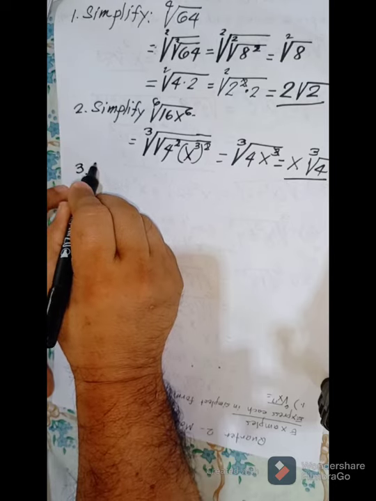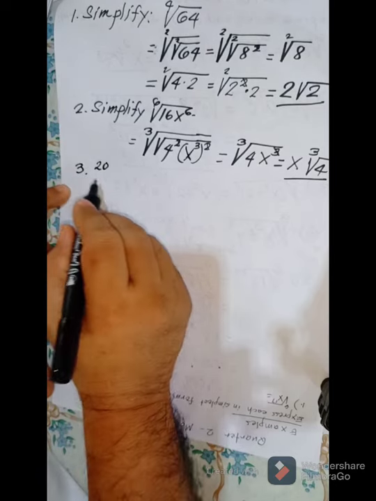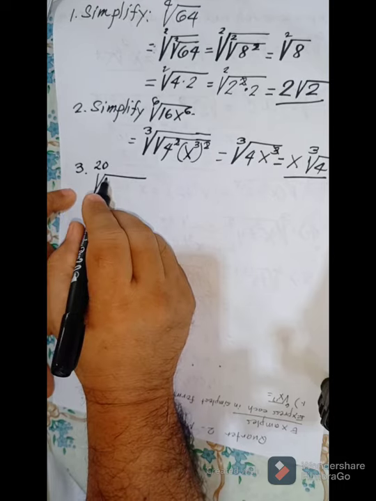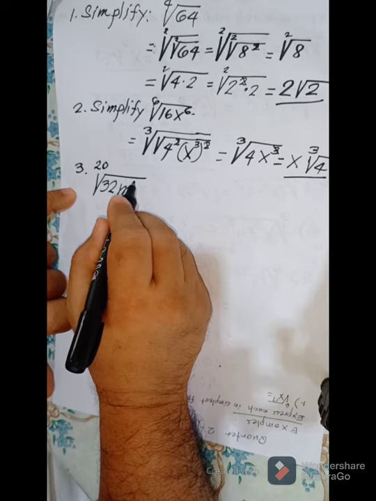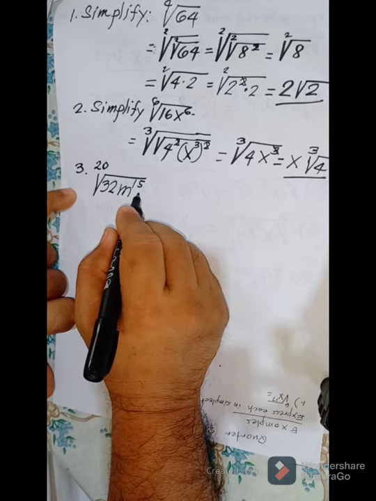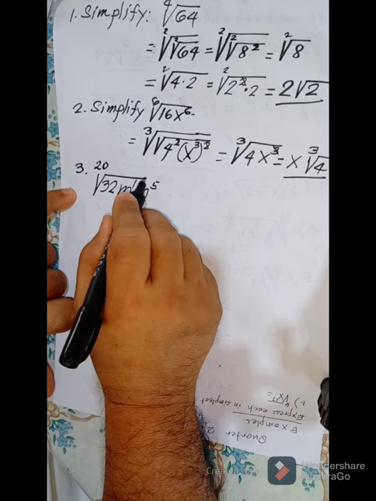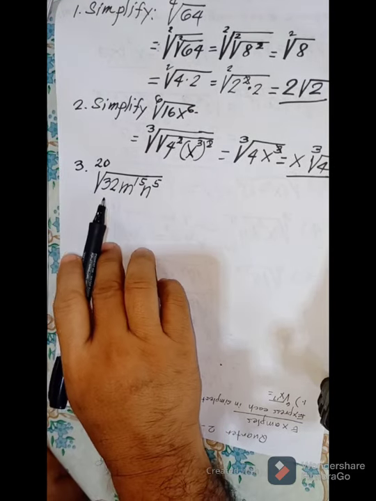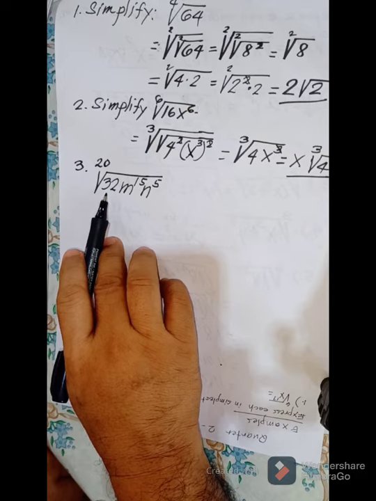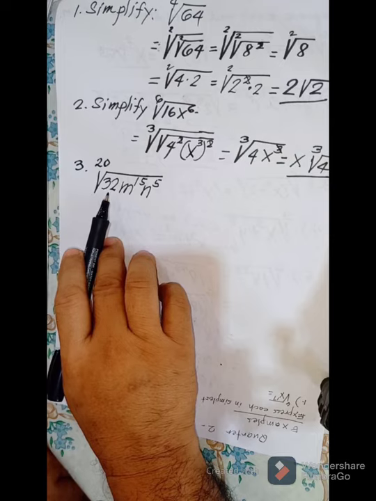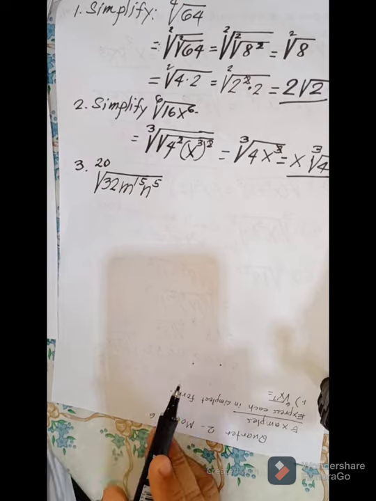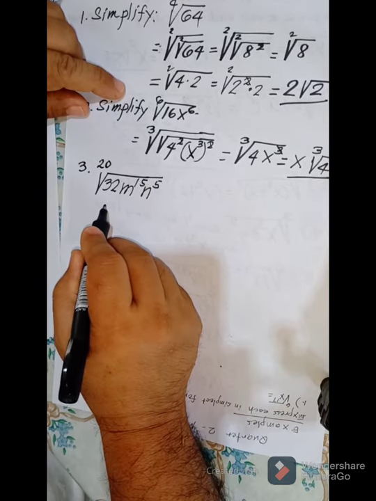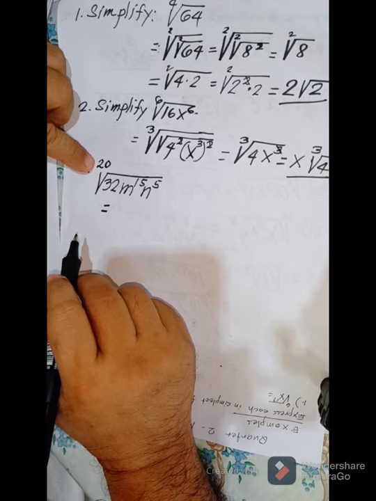We have here the 20th root of 32 m to the power 15 n to the power 5. As you can see, 32 is a fourth power. No, 32 is factorable to 16 times 2. 16 is a perfect fourth power. So we can proceed as follows.